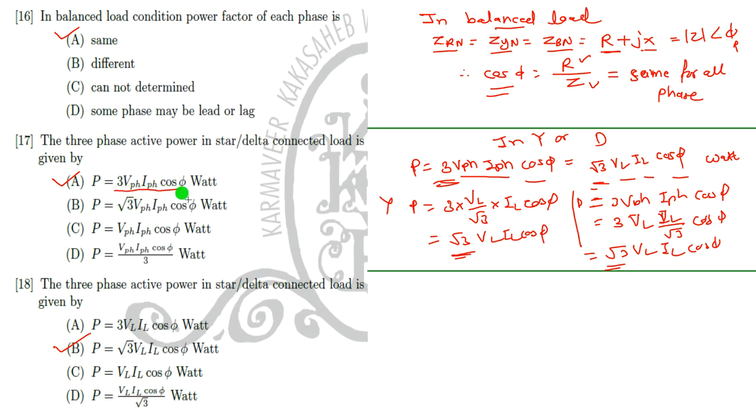So the correct formula is 3 VPH IPH cos phi. Similarly, in line quantities, the formula is root 3 VL IL cos phi, and the unit must be watt. Sometimes, for confusion, the unit may be given as VA or VAR. So look at the unit also.